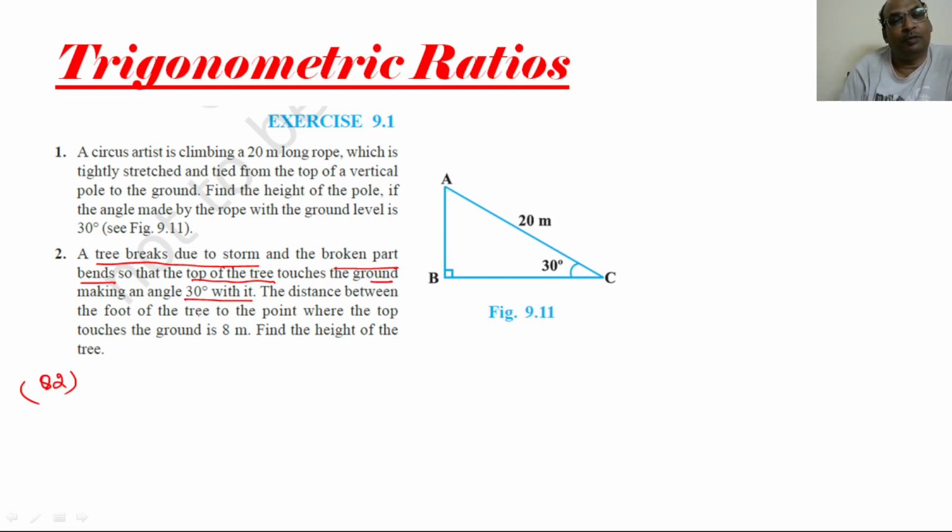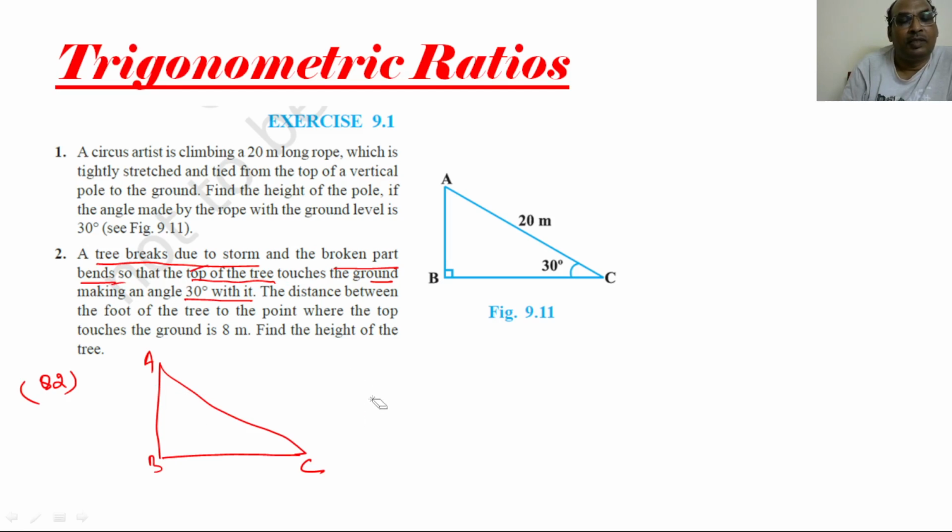So it is for the information of my students that the same type of question came in my 10th board examination. So suppose initially we can say that AB is the height of the tree, right? Now what is given? The tree is breaking due to storm and the broken part bends. So in that case, how will the figure be made?